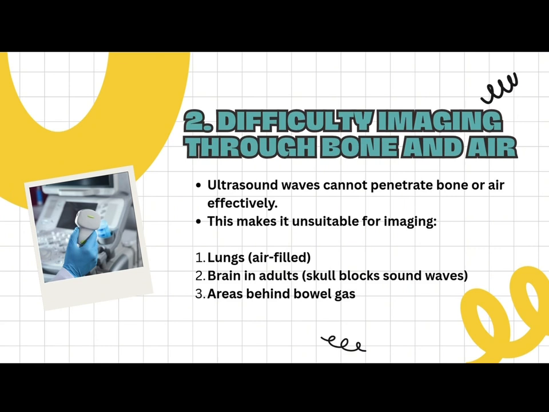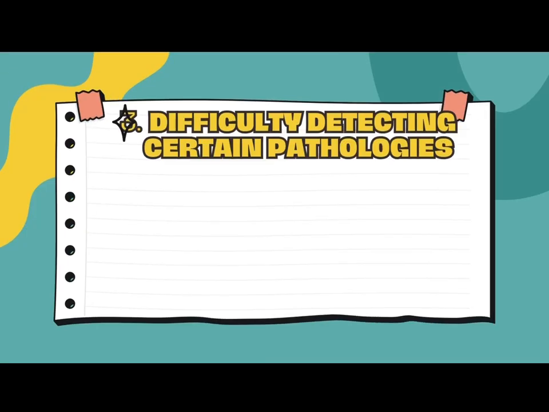Secondly, it has difficulty imaging through bone and air. Ultrasound waves cannot travel well through bone or air. As a result, ultrasound is not suitable for imaging the lungs because of air, the adult brain because it is blocked by the skull, and areas behind bowel gas.